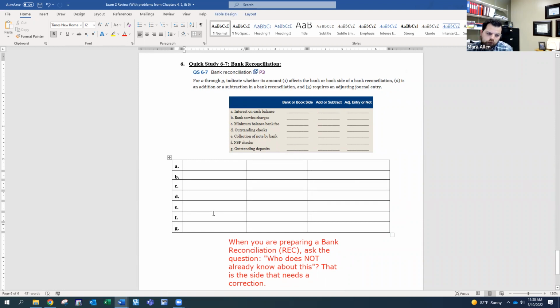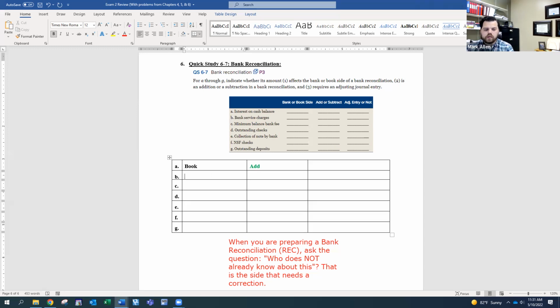Now, here we go. For A through G, indicate whether the amount 1 affects the bank or book side of the bank reconciliation, 2 is an addition or a subtraction, and 3 requires an adjusting entry. So letter A, interest earned on the cash balance. Does the bank know they paid you interest? Well, I would hope so. If they don't, we've got some serious internal control issues at the bank. So the bank knows about this. Who does not? The book, the company does not know about this. So it's an adjustment on the book side that will be added.